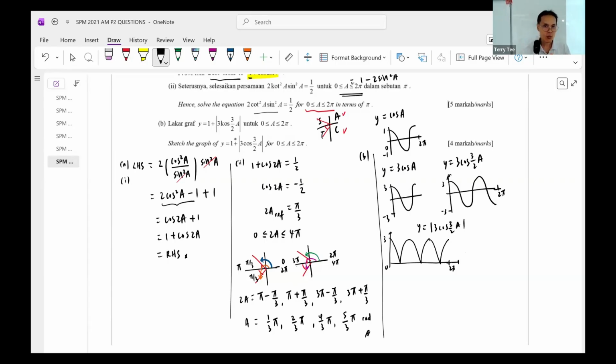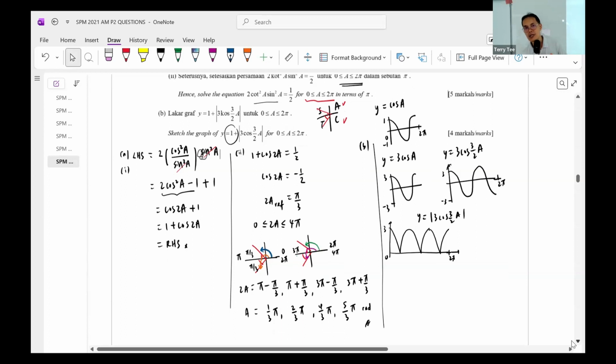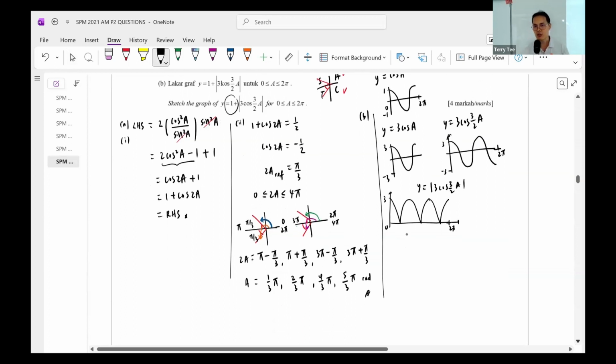Okay, lastly, notice there is a 1 in front. If there is a 1 in front, what do I do? I need to shift the graph up by 1. So this one I draw a bigger version. The rest are all preliminary. I do it step by step to help you understand. Okay, so draw this nicely. And remember, when you draw your graph, please use a ruler for the axis. You cannot simply use freehand. You need to use a ruler. Okay, so when I shift up by 1, my maximum is now 4.